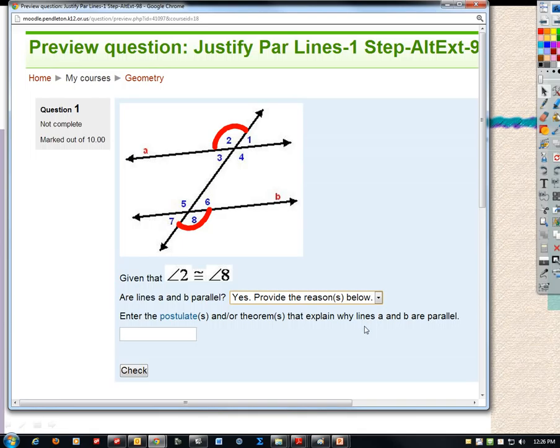Okay. Now here's the part people are having trouble with. Enter the postulate and or theorem that explains why these lines are parallel. Now this is the stuff, these are the reasons. Where do you go to find these? Here's where you go to find these guys. We'll come back to this in just a second.